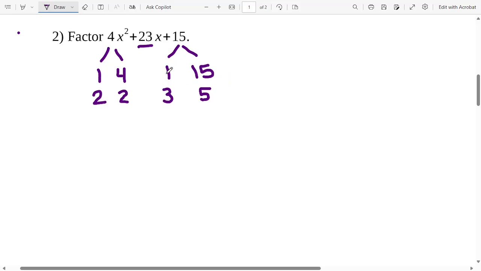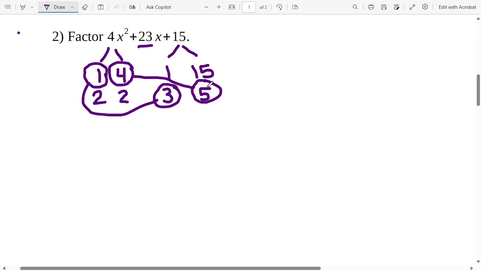So if I do 4 times 1, that's 4, plus 1 times 15, that's 19. That's too low. So I can't use 1 and 4 with 1 and 15. Perhaps I can use it with 3 and 5. So if I do 4 times 5, ooh, that gives me 20. I like that. That's getting me close. And then I'm looking here, 1 times 3, that's going to give me, the 4 times 5 is the 20, plus the 1 times 3 is 3. That gives me the 23. So that's what I want to use.